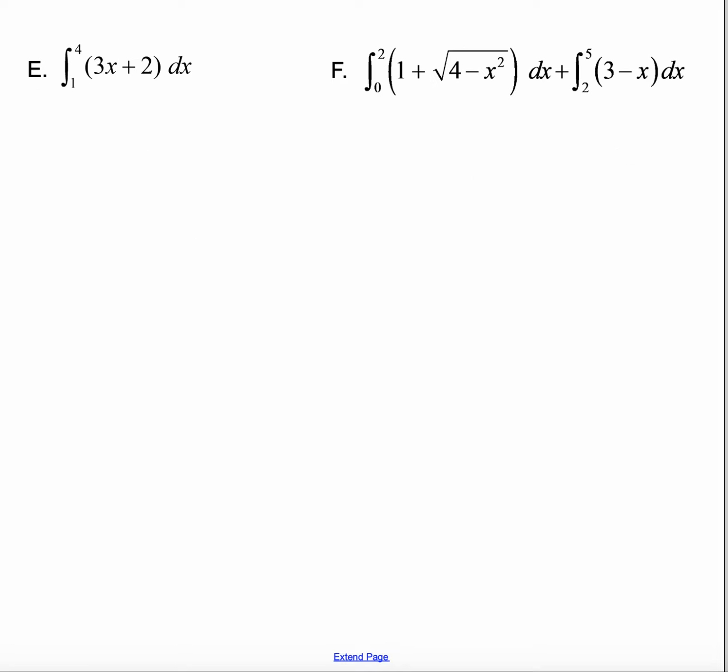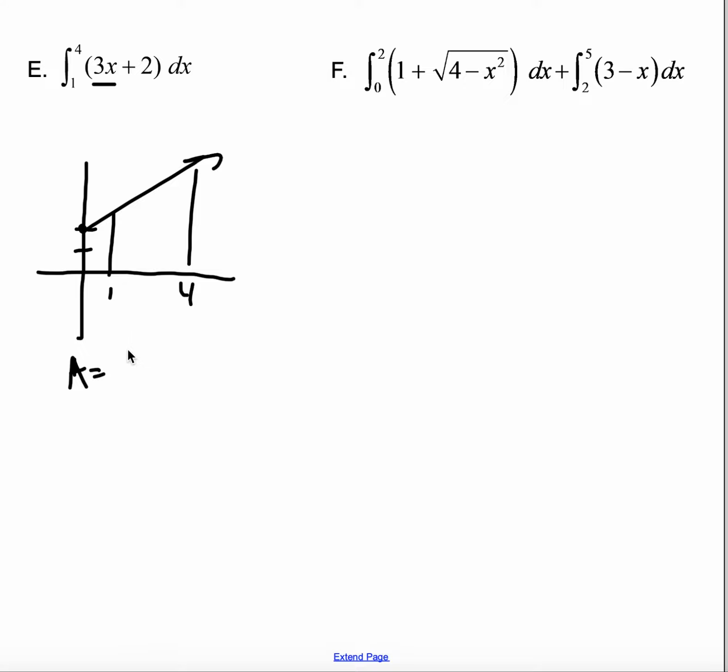Okay, this function here, again, it's just going to be a linear function, right? Something like that. Make sure your slope is 3, and then you go from 1 to 4. Figure out the area. Make this into a trapezoid. Again, the area is going to be 1/2 the height, or the change in x, times your b1 plus your b2. So go ahead and try that one as well.